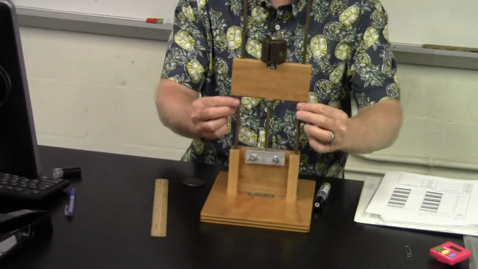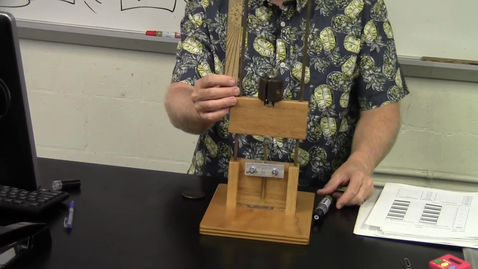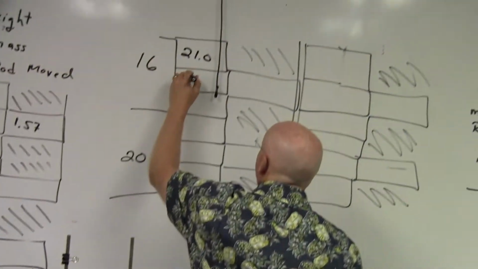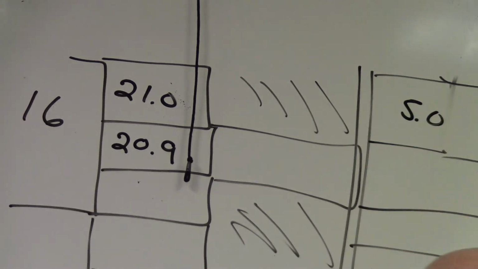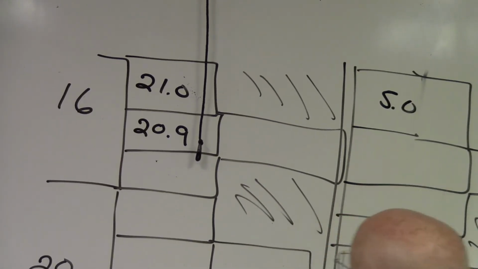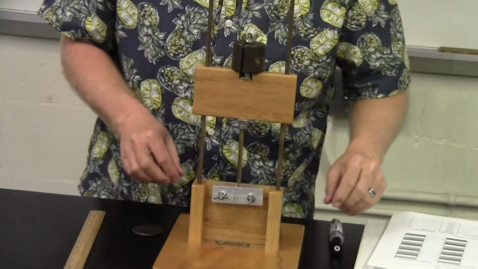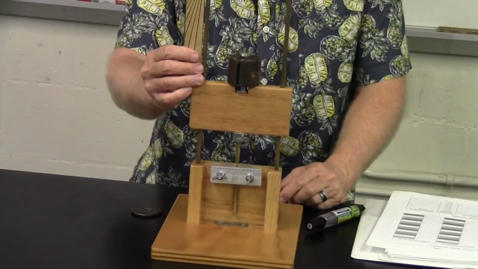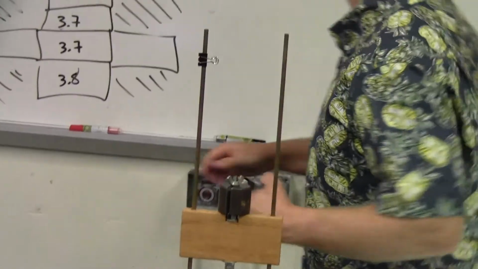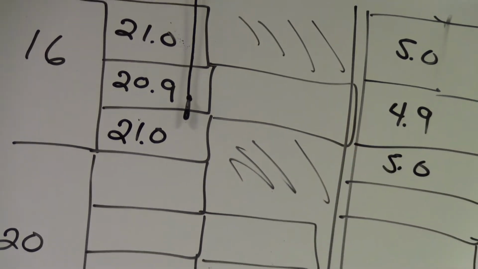Let me reset. Try it a second time for this fourth height. And I get a 20.9. It wouldn't be too hard. So this would be a 5.0. And then this would be a 4.9. Okay. And looks like I got one more at this height. And one more. And it looks like that's a 21.0. So 21.0 would then make a 5.0. So same idea, get the average of those and put them in your plot.